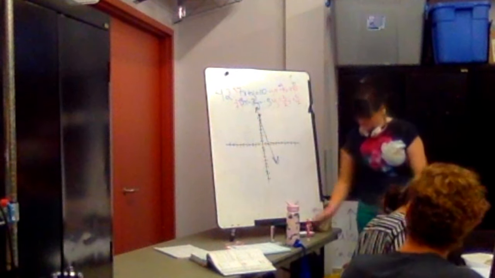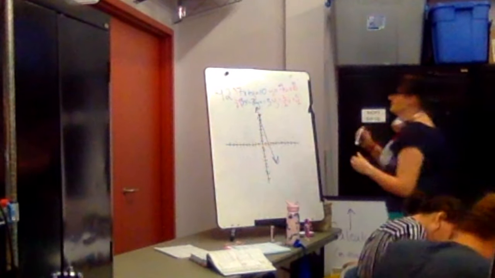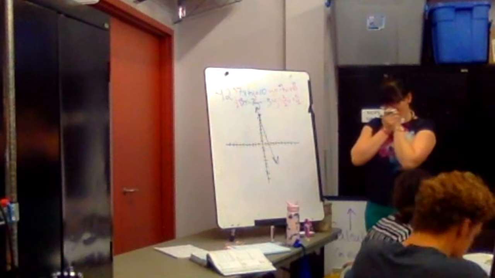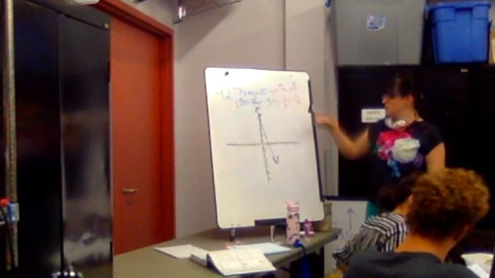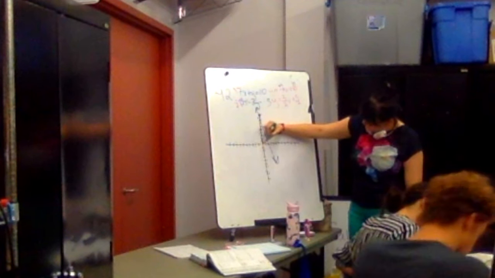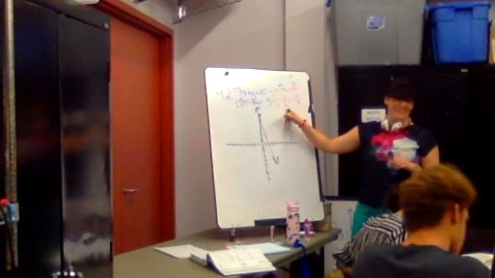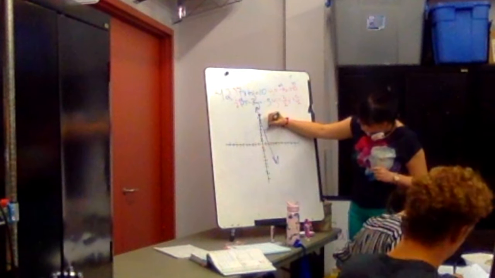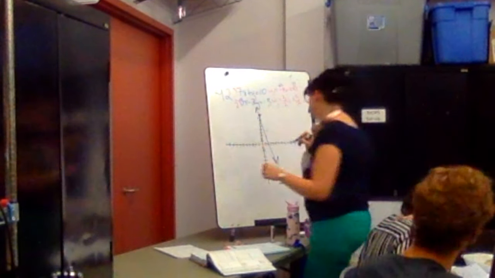Let's use green. Green's a good color to do equation 2. So, okay, y equals 3 halves x plus 3 halves. So 3 halves is right here, because it's 1 half, 2 halves, 3 halves. And then I'm going to go up 3 and over 2. So 1, 2, 3. 1, 2. And then I'm just going to connect.